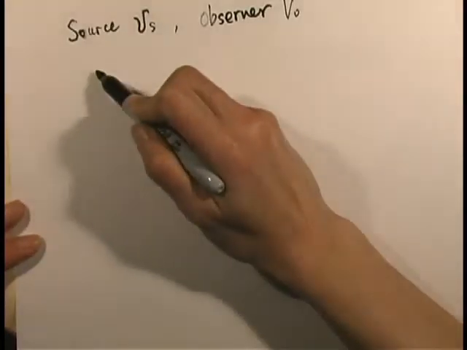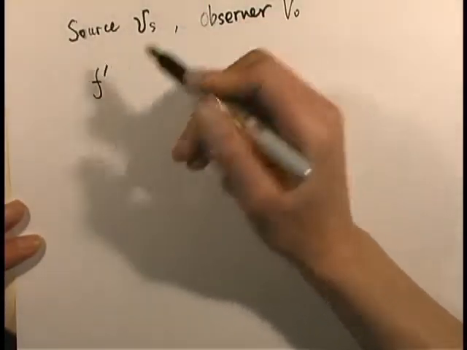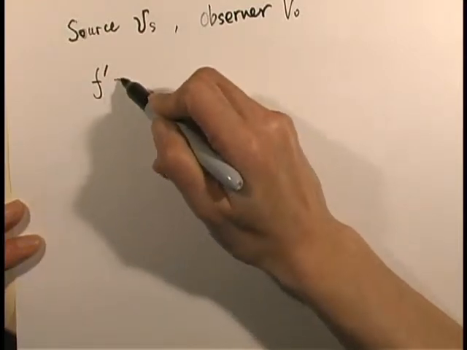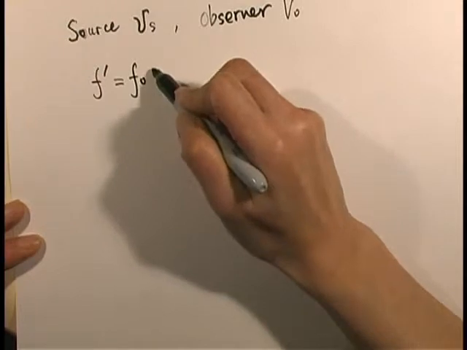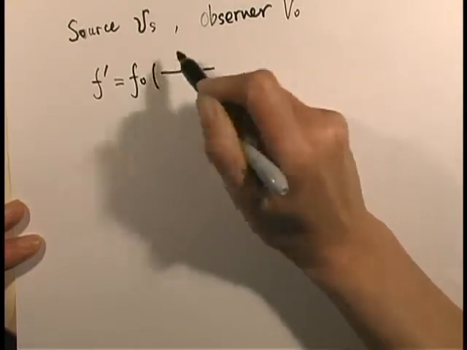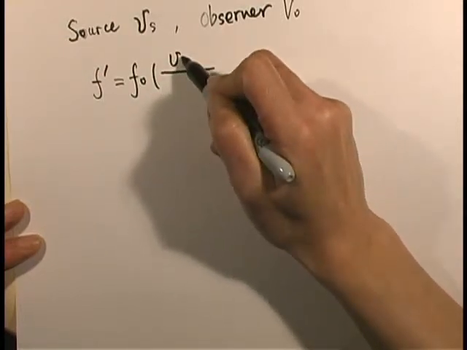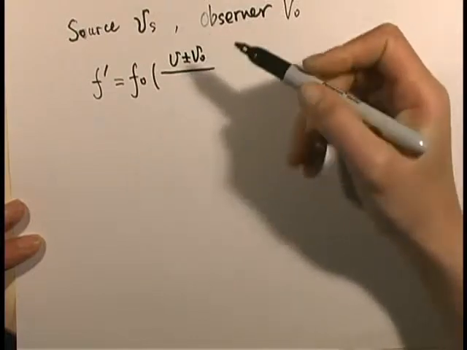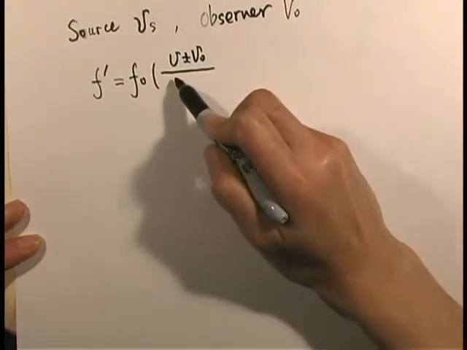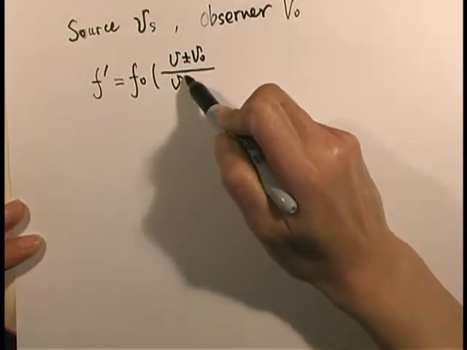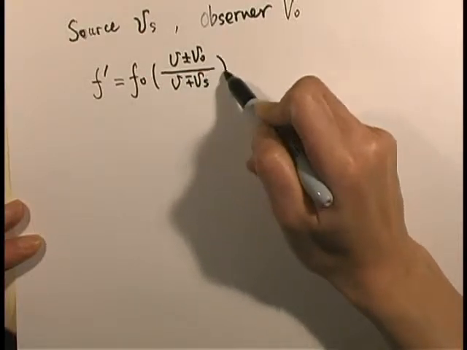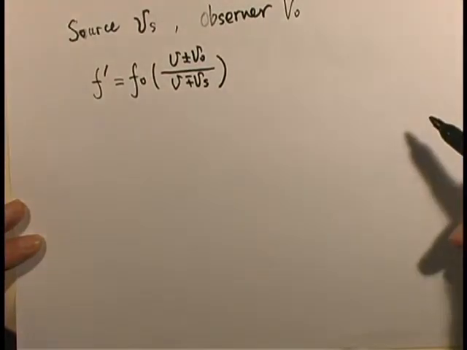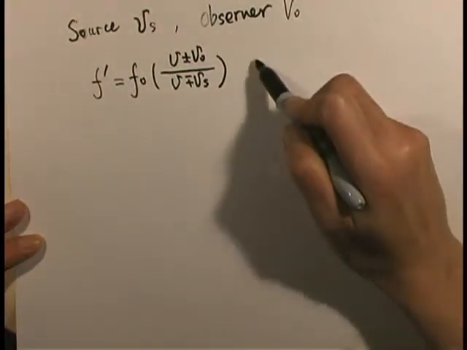That will result in a change of frequency received by the observer that can be described as: the new frequency equals the original frequency, where the numerator is v plus or minus v_o, associated with the observer's movement, and the denominator is v minus or plus v_s, associated with the source's movement. This is a very interesting result for the Doppler effect.